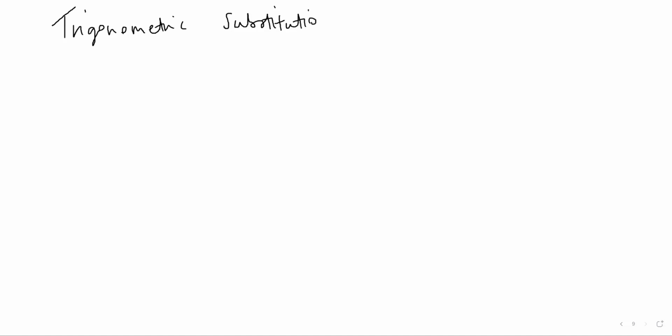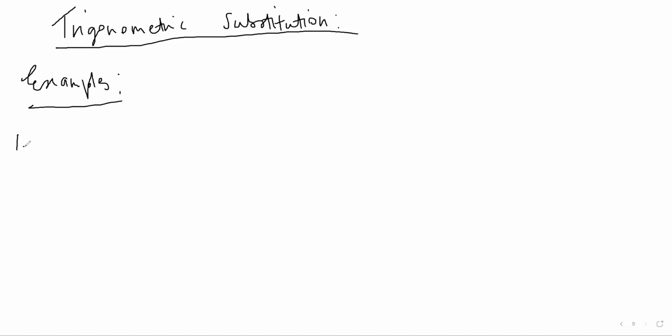This is called trigonometric substitution. So let's look at this trigonometric substitution and see what we have. Again, we're going to show how this works through examples. Let's look at example 1. We're going to use trigonometric substitution. Let's say we have the integral of cos squared t with respect to t. It's a trigonometric integral.